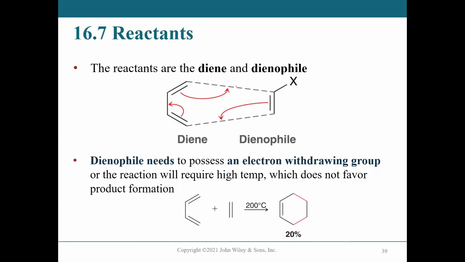So the reactants are the diene. So here's your diene, and here's your dienophile. So the dienophile needs to possess an electron withdrawing group, or the reaction will require high temperature, which does not favor product formation.